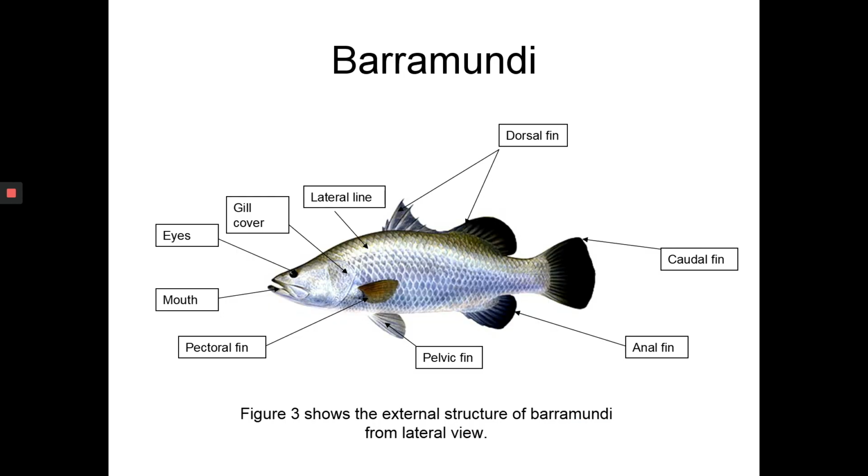The second one is we observe the barramundi. So, barramundi has two types of dorsal fin: the first one is the dorsal fin with spine, and another one is the soft ray dorsal fin. It also has a lateral line here. So this is the lateral line. Gill cover to protect the gills, eyes, mouth, pectoral fin, pelvic fin, anal fin, which is located near the anus, and caudal fin.